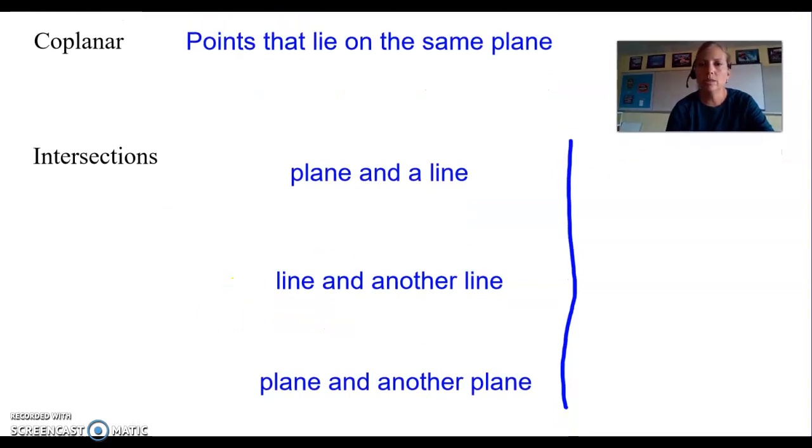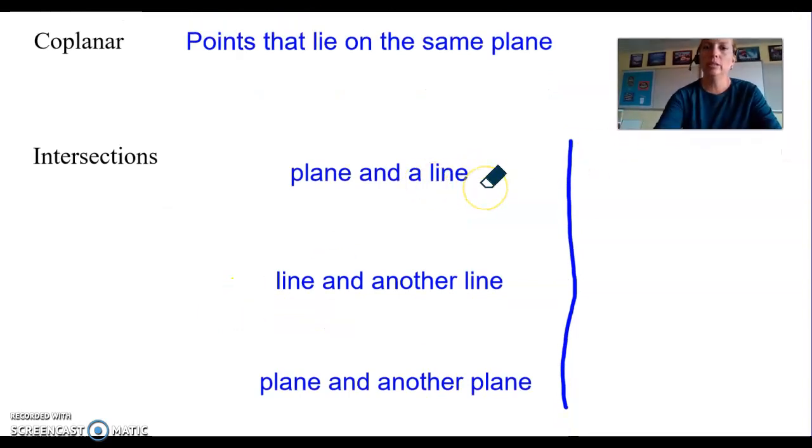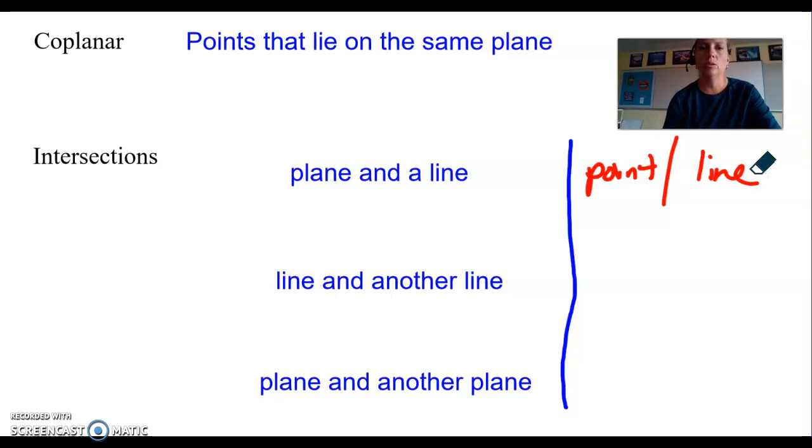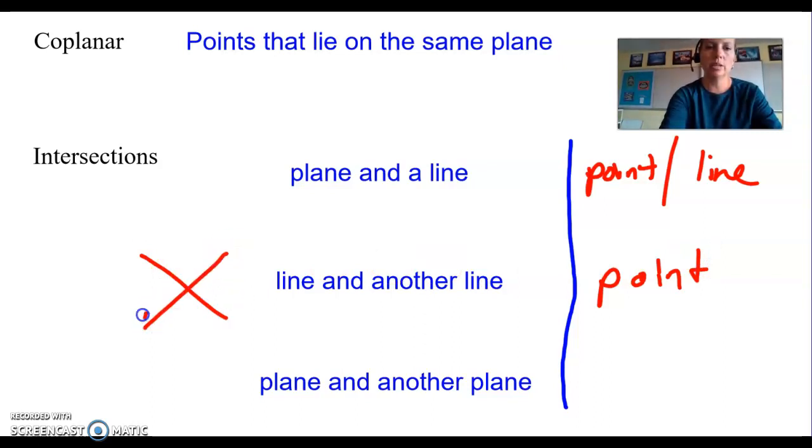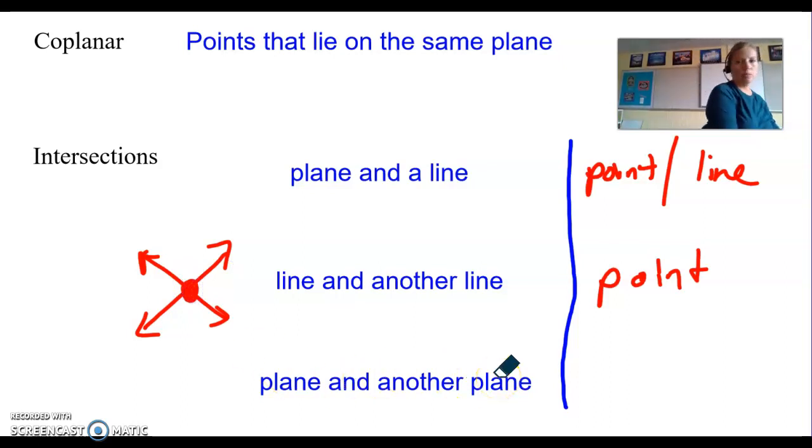Intersections. So we said that the plane and the line could meet at either a point or a line. Okay. A line and another line, they intersect at a point. Right? So remember, if we had 2 lines like that, they intersect at the point. Okay. A plane and another plane. So we haven't talked about that yet. And we can look at it in terms of this. Or you can think about 2 walls. Where do 2 walls meet? They meet at a line.